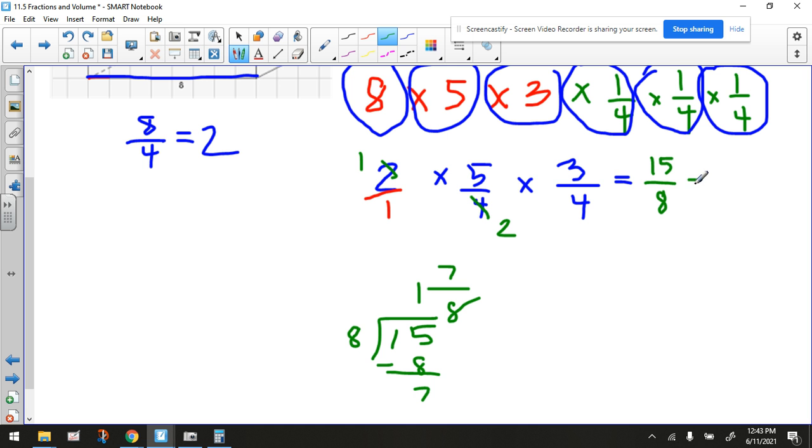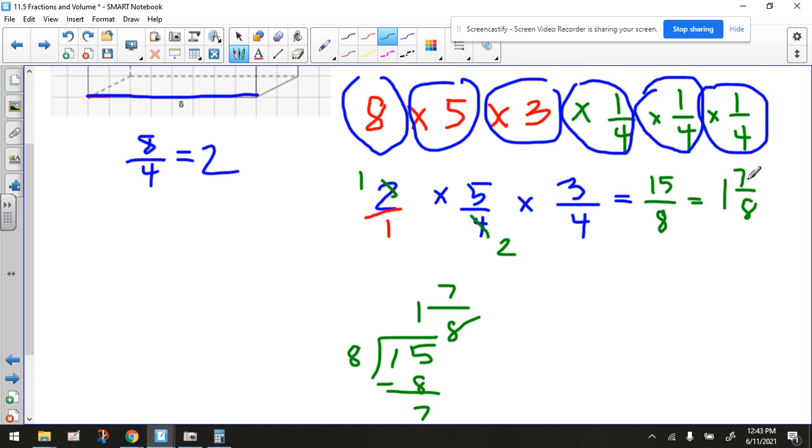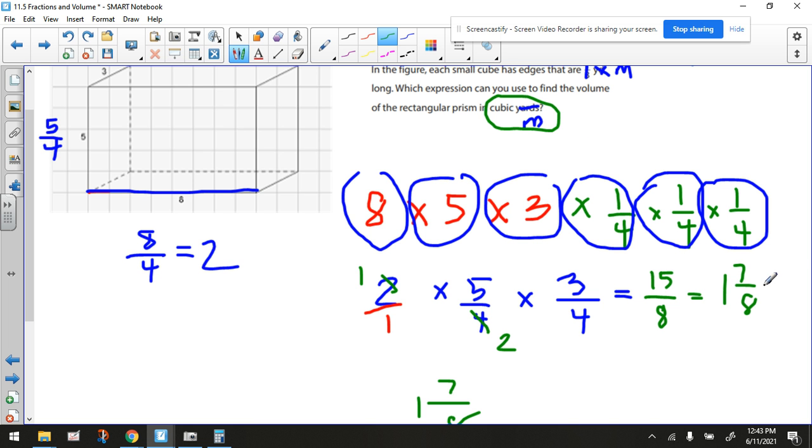Let's write it again over here. 1 7/8 cubic, I think we said meters, right? Cubic meters. So we would put a little m with an exponent of 3, or we would write the word cubic in front of the word meters, or the symbol for meters, and that would be okay also.